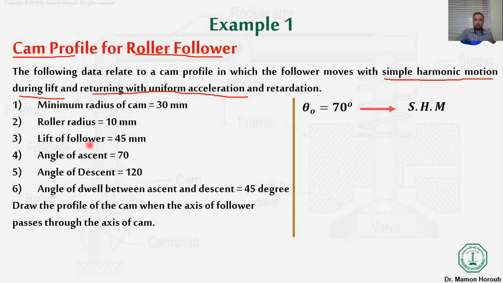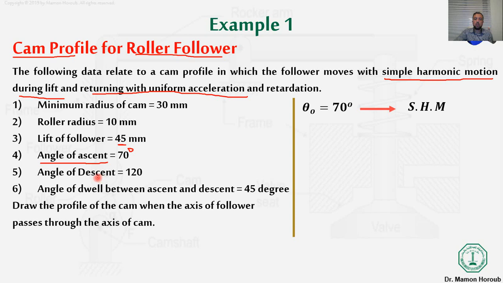The lift of the follower will be 45 millimeter, which is actually h, the maximum displacement that the follower will rise through the rotation of the cam. The angle of ascent is equal 70 degree, and this angle, as we have discussed in the last lecture, is from 0 to beta. So beta is actually 70 degree.